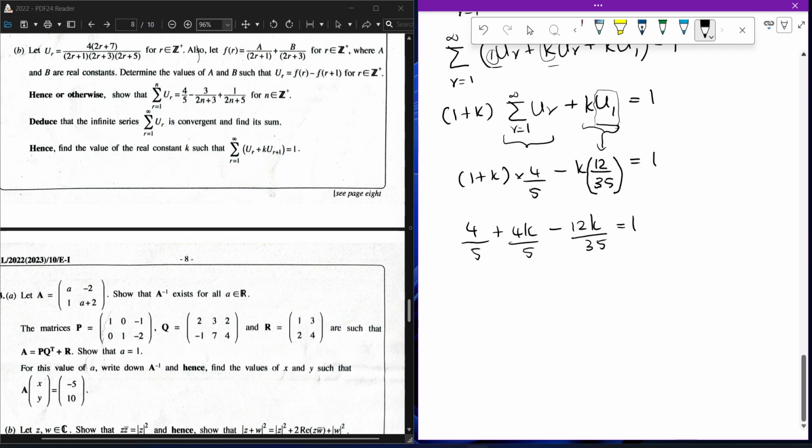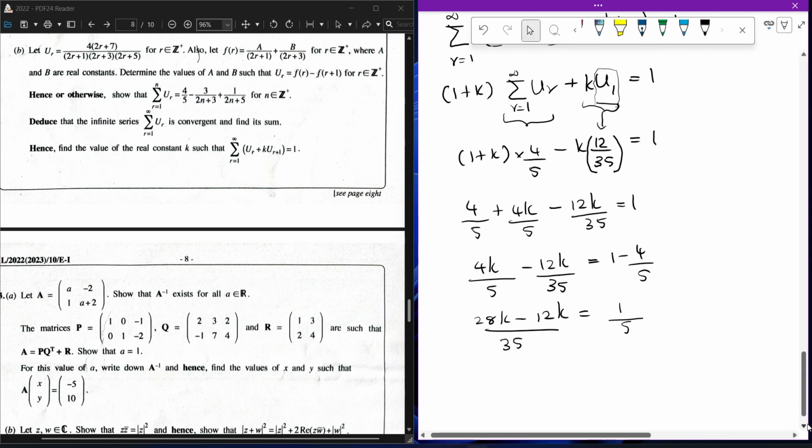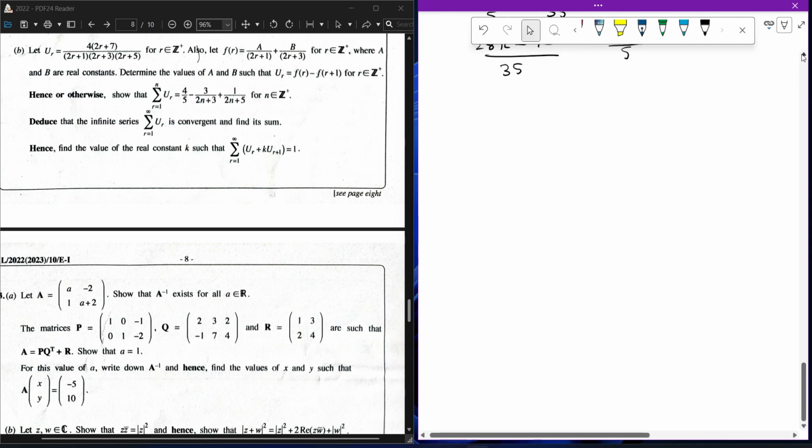So finally, once you write the k terms separately, minus 12k divided by 35, and 1 minus 4 divided by 5. So once you simplify here, 35 is a common denominator, then 7 is what is there, 7 fives are 35, 7 of 4 is 28, minus 12k divided by 35, and 1 over 5. Okay, once you simplify it, move on simplifying.